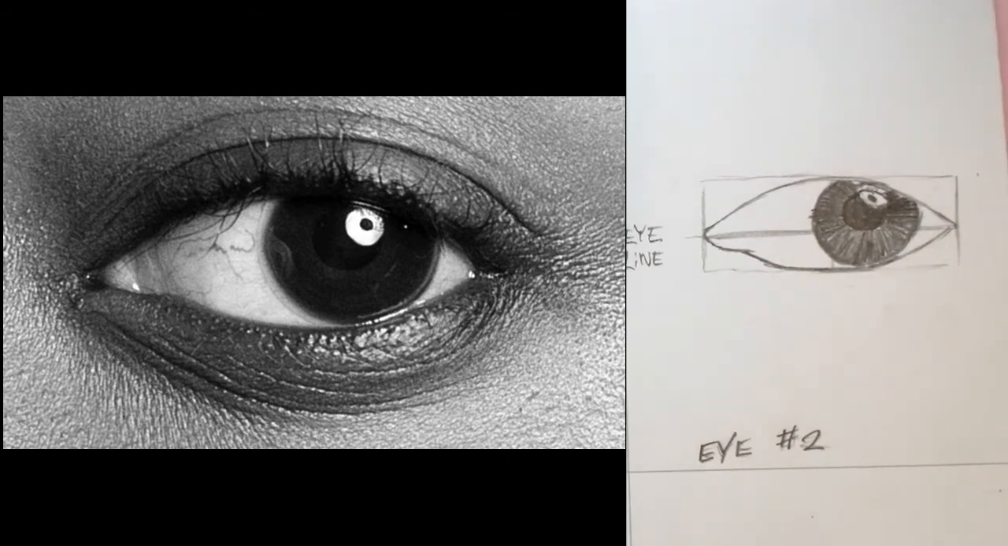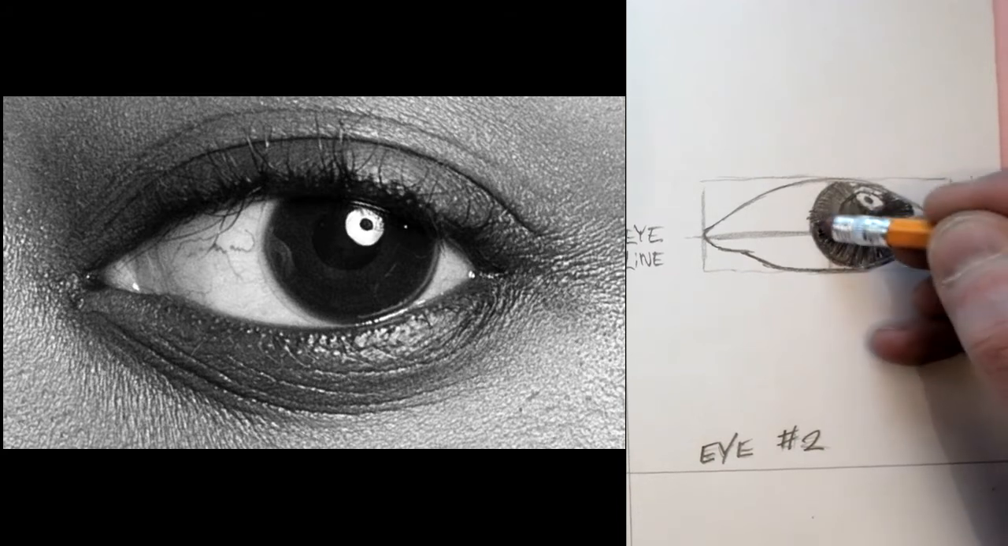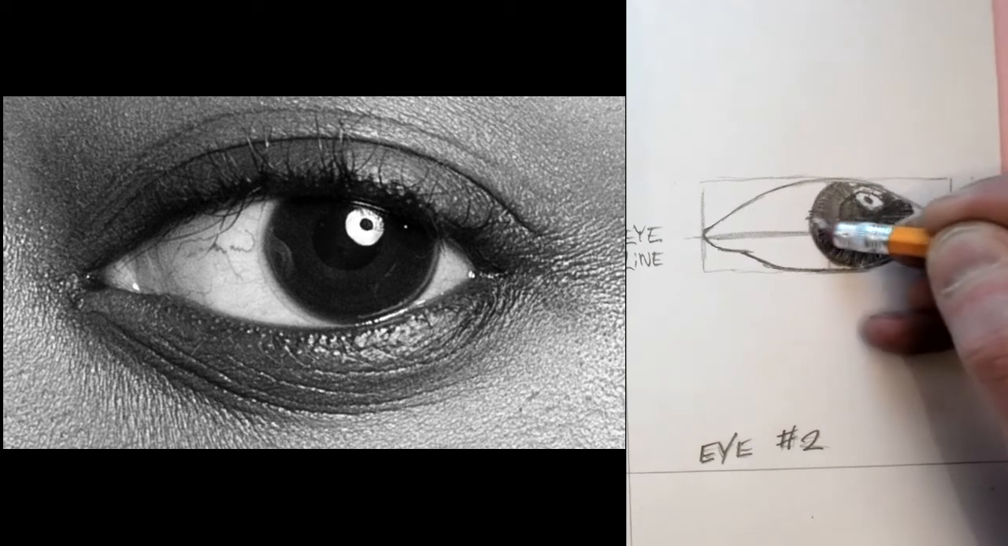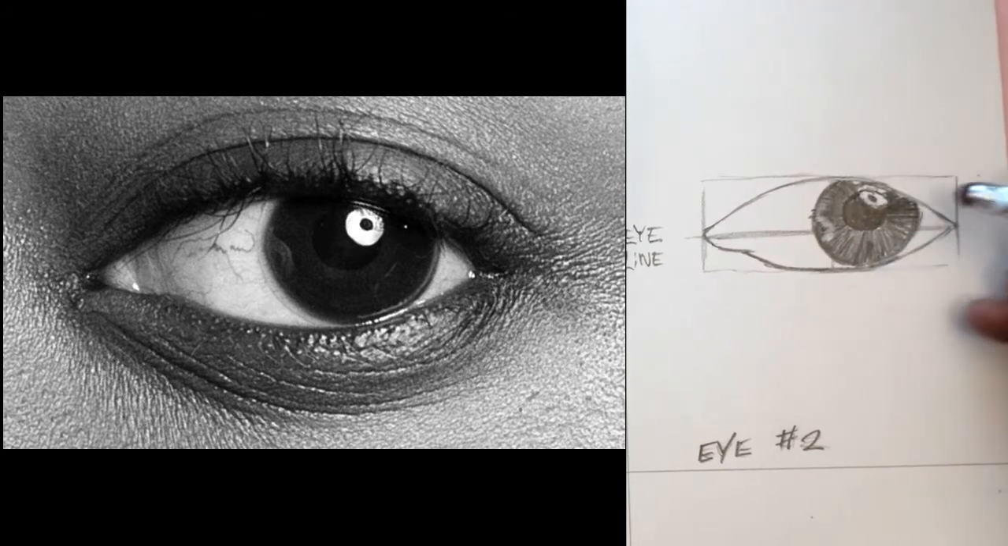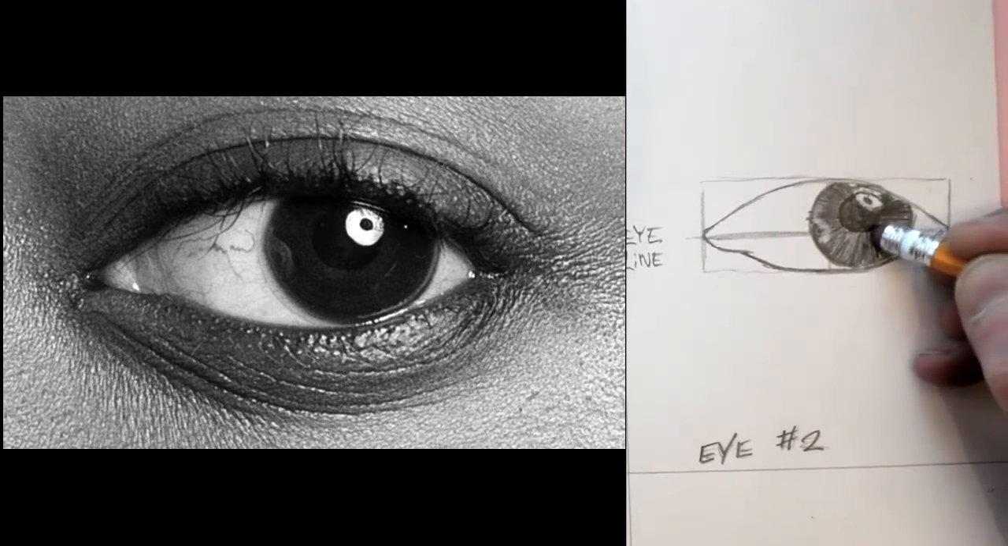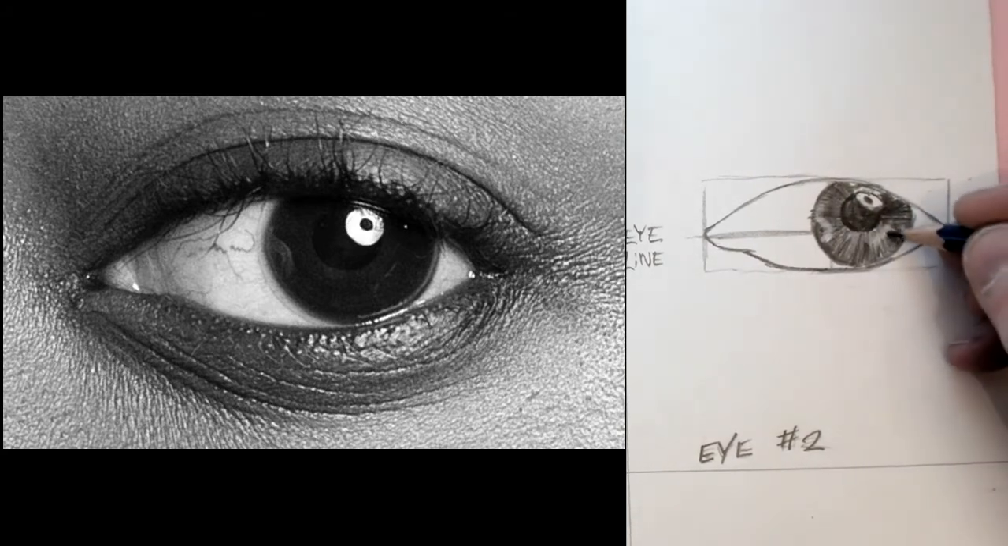Now, for this particular eye, there is a bit of a reflection or something on this side. So we can always create that with our eraser. And so it lines up pretty close with the pupil. There's another very light mark right here. And if you take too much away with your eraser, you can always go back in with your pencil and touch it up.